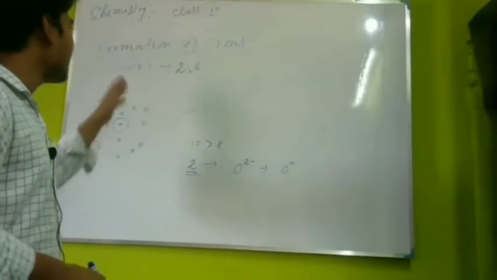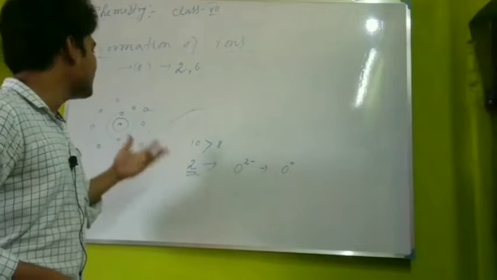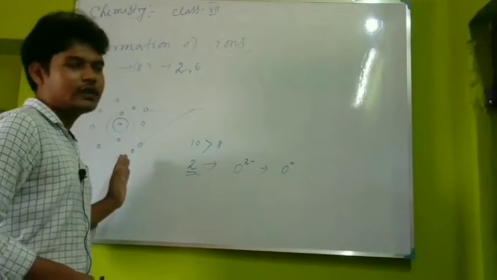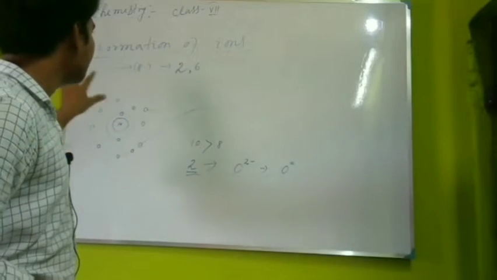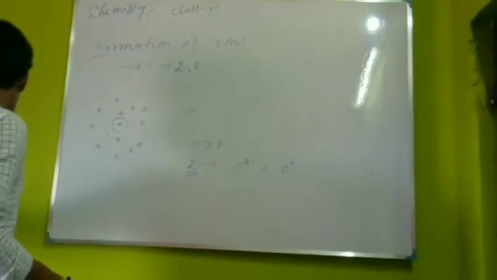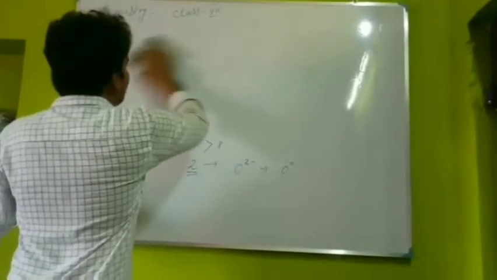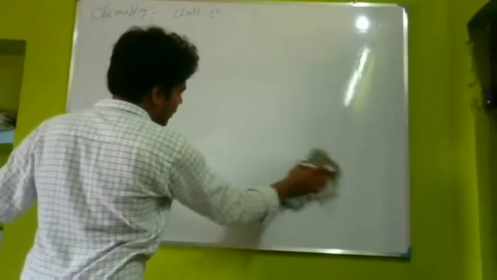So in this way, cations and anions are formed by taking or by giving electrons from the outer shell, that means the valence electrons. Okay. So cations and anions are formed in this way. Now let's see how we write down the chemical formula of a compound. What is the chemical formula?